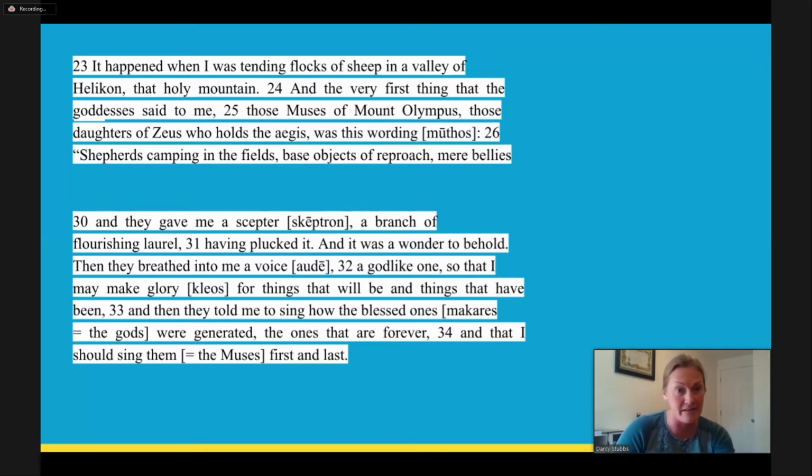And the very first thing that the goddesses said to me, those Muses of Mount Olympus, those daughters of Zeus who hold the aegis, was the wording, "Shepherds camping in the fields, base objects of reproach, mere bellies." So that kind of shows us what Hesiod thinks of humans, right? Not a whole lot, I don't think.